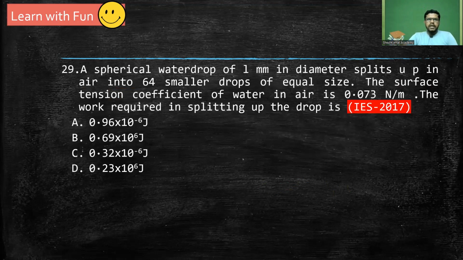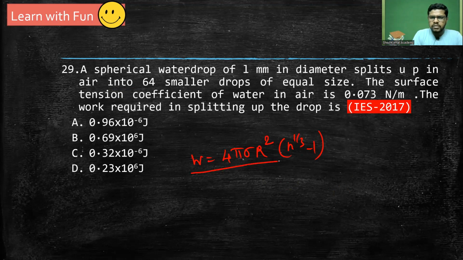Then next, a spherical water drop of 1 mm in diameter splits up in air into 64 smaller drops of equal size. The surface tension coefficient of water in air is 0.073 Newton per meter. The work required in splitting of the drop is? The work required for splitting up the drop is given as 4 pi sigma r square, n raised to power 1 by 3 minus 1. This derivation I have explained in the theory lecture. We have derived this end result for the work required for splitting a bigger size droplet into n number of small diameter droplets. The value of n here is 64.